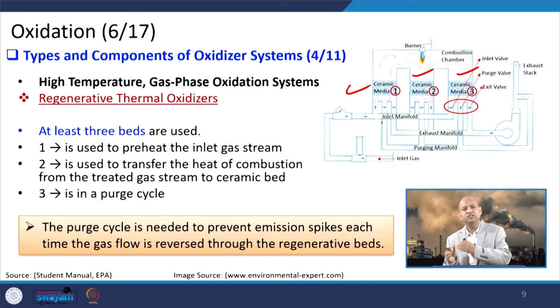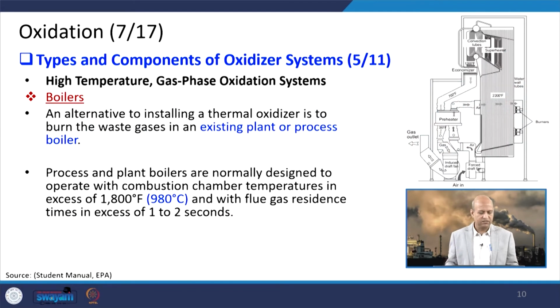So, that heat is taken by these ceramic bed media, you can say bed layers, a lot of pebbles are there, and the purge cycle happens in the third one and they can change the roles. The purge cycle is basically needed to prevent emission spikes each time the gas flow is reversed through the regenerative beds, because the beds are regenerated in that sense when they are changing the roles. The third one is boilers, basically.